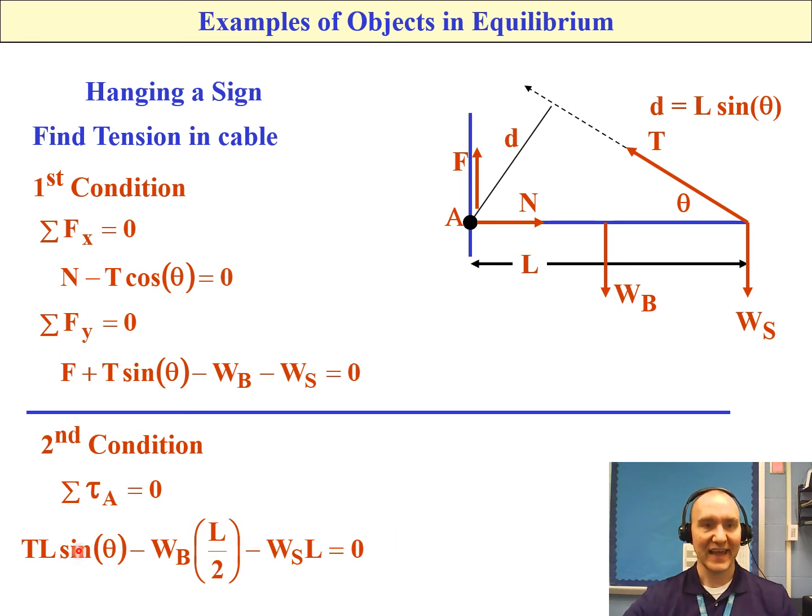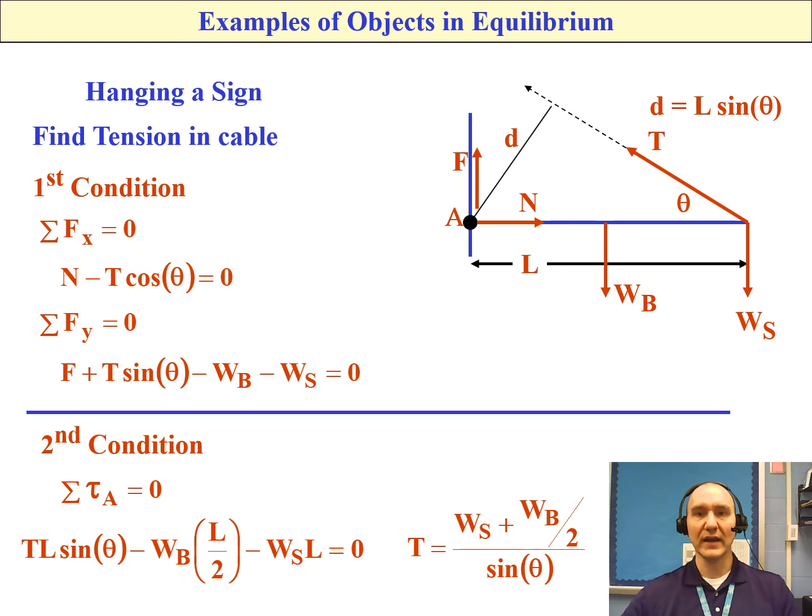Okay, so in solving for this, you can see that the two negatives, we can take to the other side. L is going to cancel from all of this, and we divide by sine of theta. That will actually give me the tension. T is going to be equal to the weight of the board divided by 2 plus the weight of the sign, and then we divide by sine of the angle, and that gives us the amount of tension in the cable.